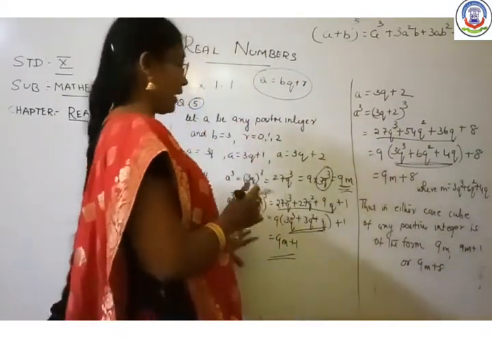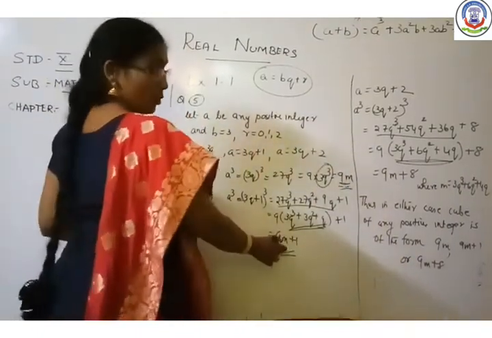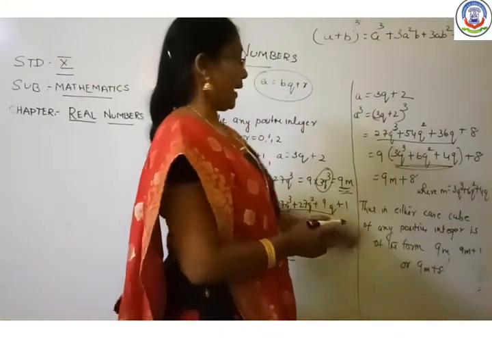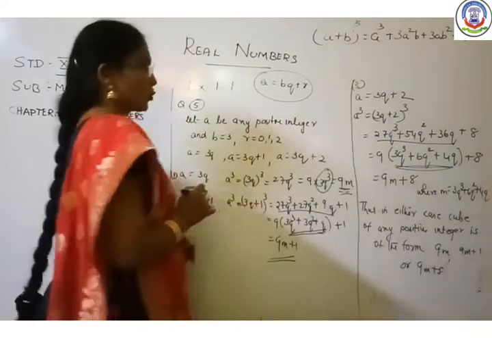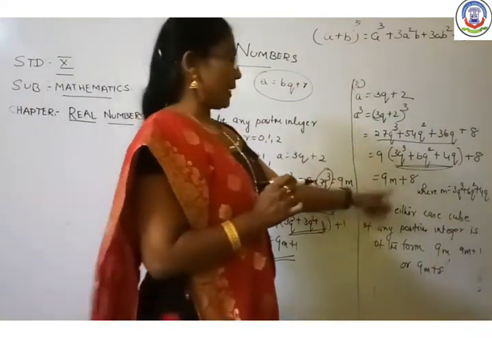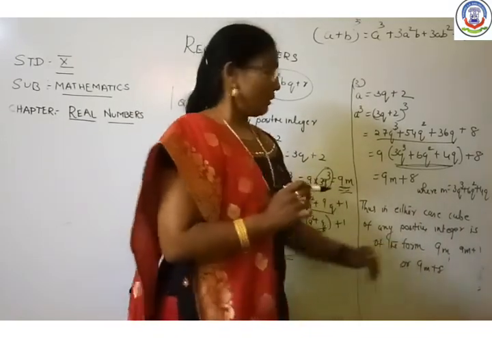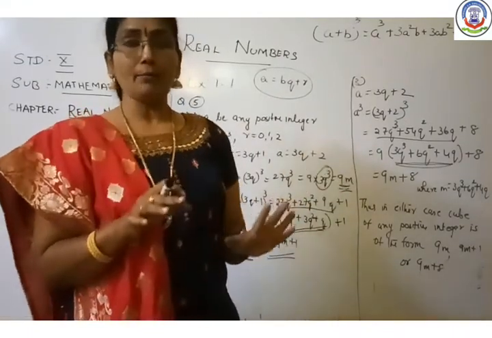That means in the three cases, the first case you have got 9m, the second case 9m plus 1, and the third case, where a is equal to 3q plus 2, 9m plus 8. So in all the cases, the cube of any positive integer is in the form of 9m or 9m plus 1 or 9m plus 8.